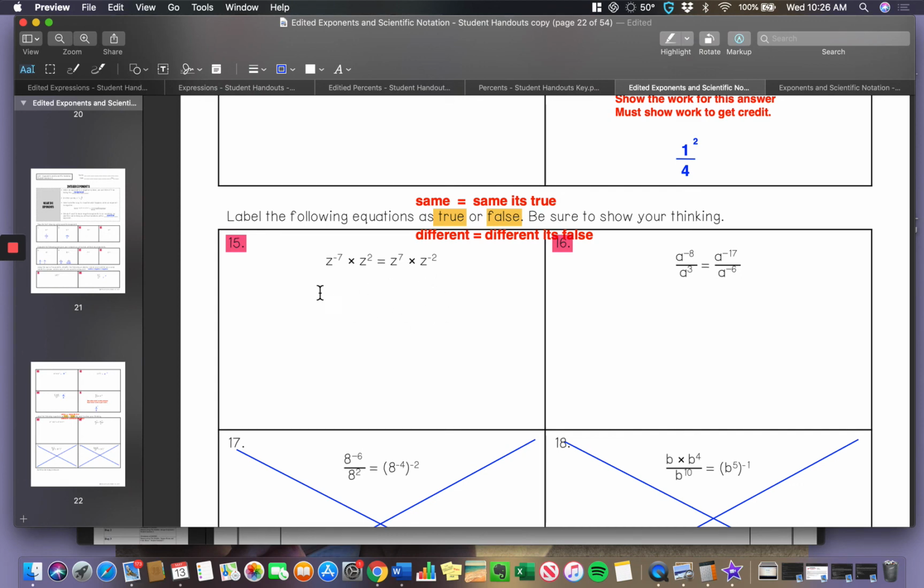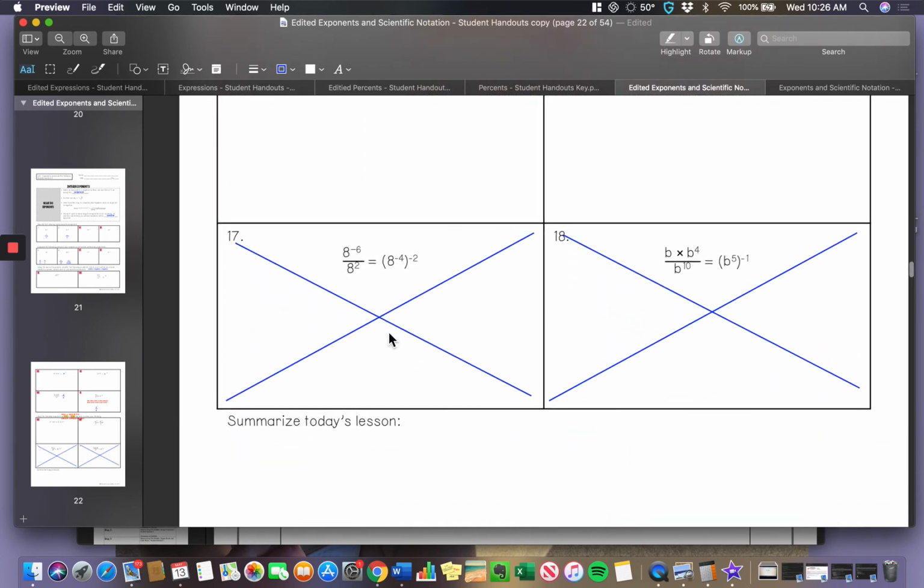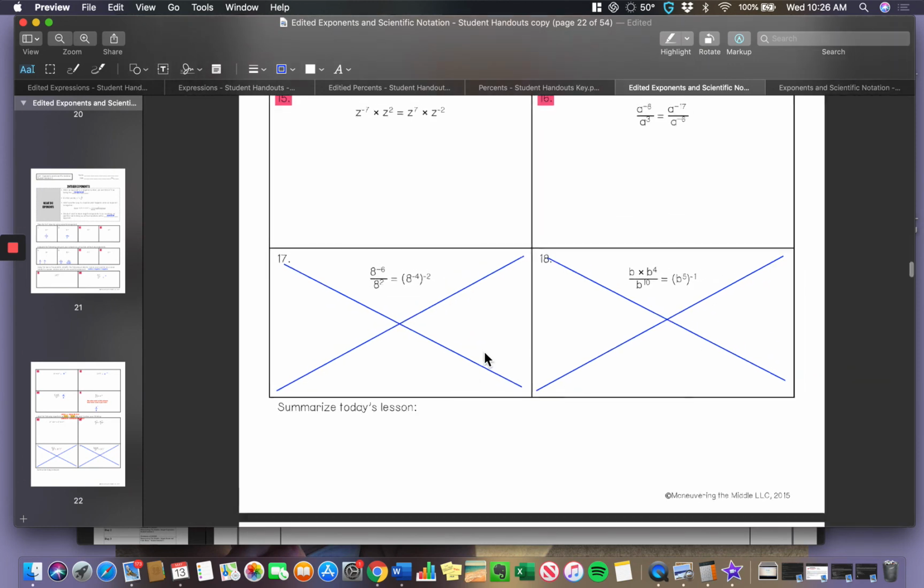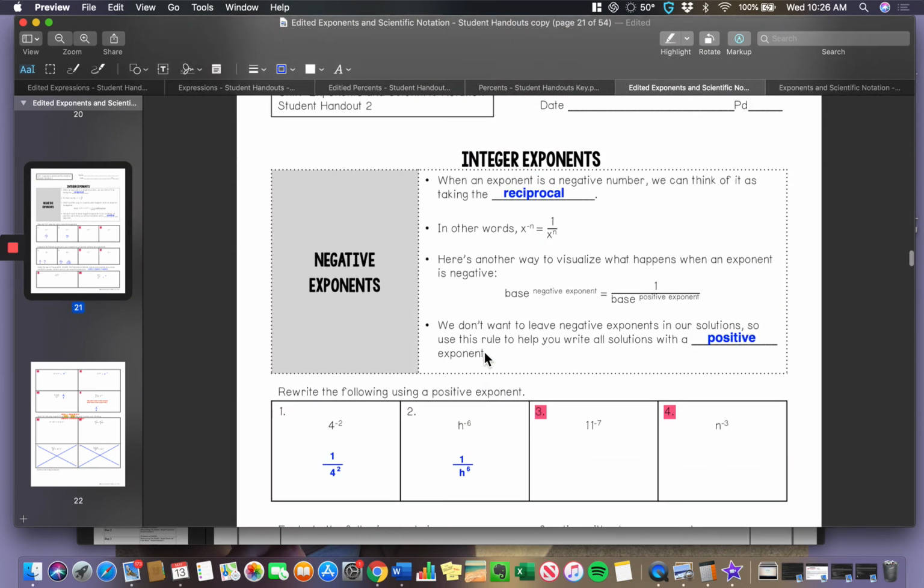All right, so try to make sure you do those. And remember, we are subtracting here. So we have negative 8, take away 3. And then we have negative 17, take away 6. I crossed out 17 and 18 for you. And for the summary of today's lesson, you might take something from the top, one of these rules, and just rewrite one of these 4 bullets in your own words.